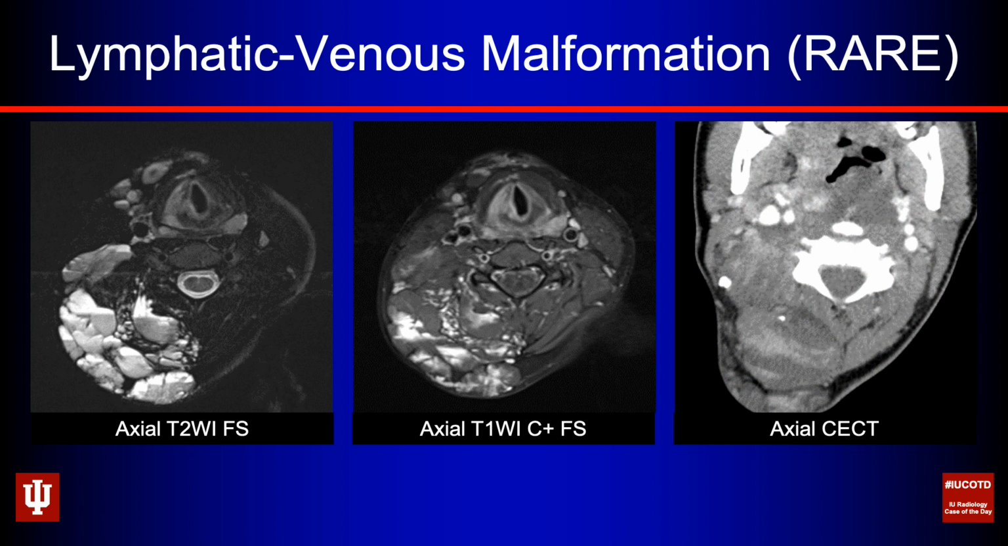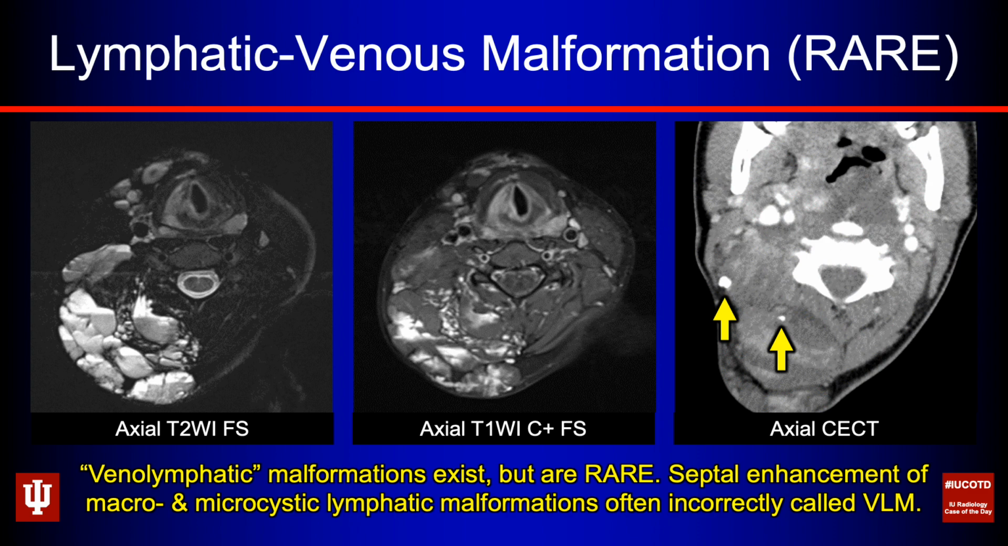This actually has splotchy enhancement that if you tracked it out through delayed phases sort of washes in. And also this has phleboliths. So this has components of lymphatic and components of venous malformation. But again, I want to throw out there, using the term veno-lymphatic malformation, we really should be cautious of using it. True lymphatic venous malformations like this exist, but they are rare. You can see septal enhancement of macrocystic and microcystic lymphatic malformations, and when they sort of are aggregated together, that can look a little bit more enhancing, and those are incorrectly termed as veno-lymphatic malformations, and it matters for management purposes.